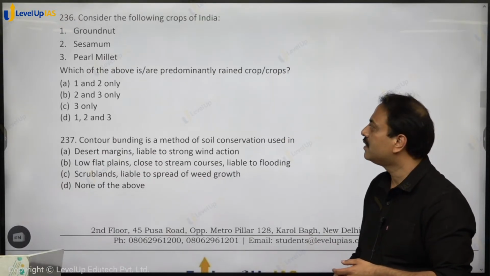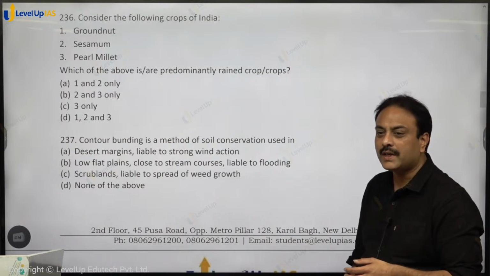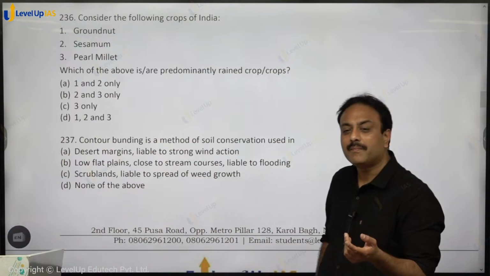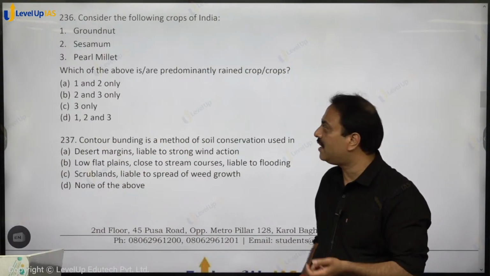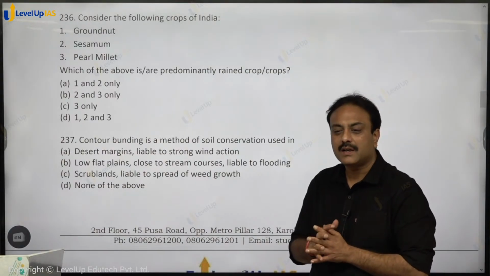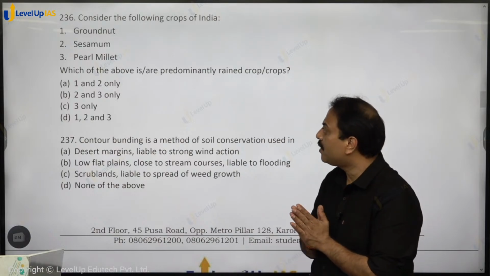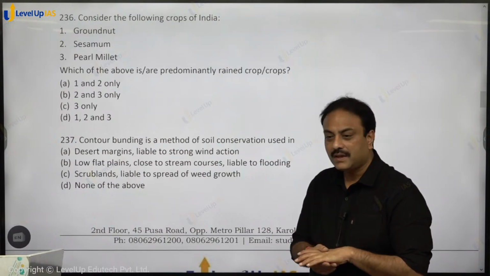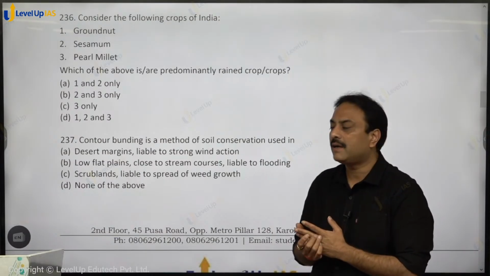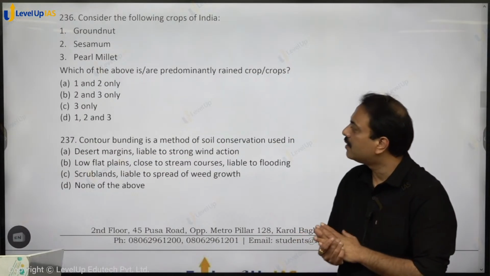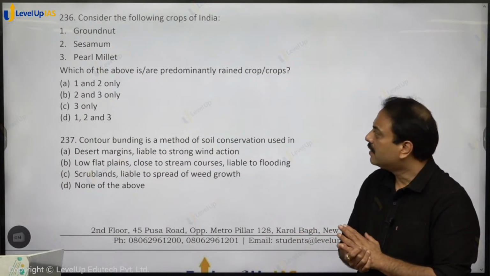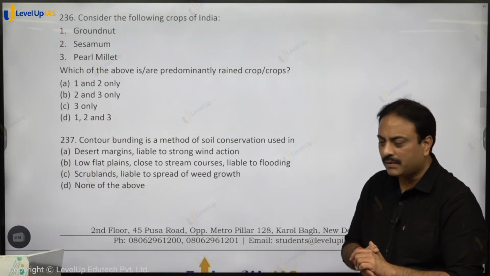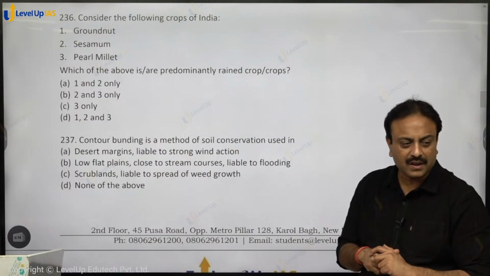Consider the following crops. Groundnut. Groundnut is what? Sesamum. Groundnut is moongfali. Sesamum is till. Pearl millet. Bajra. So which of the above is a predominantly rain-fed crop? Rain-fed means extra water irrigation is not required. All three. So groundnut, sesamum and pearl millet, all three can be rain-fed crops. So 1, 2 and 3, option D, D for dog, shall be the right answer.